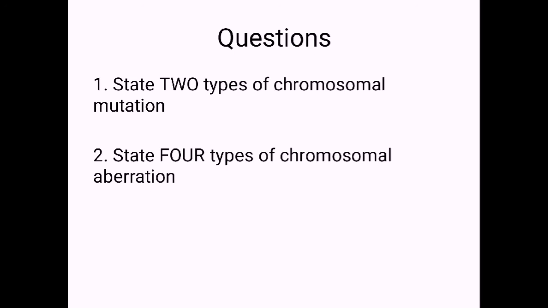For this lecture video, we have learned only C1 and C2, but C3 you are going to figure out in tutorial class. The last one is questions for 6.3. The first one is to state two types of chromosomal mutation. Please try to remember them. The second one is to state four types of chromosomal aberration. So we have four types of aberration.